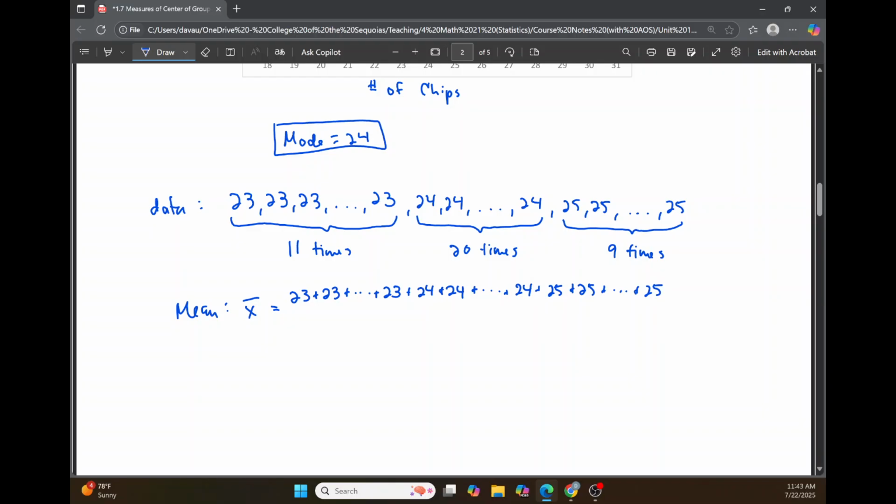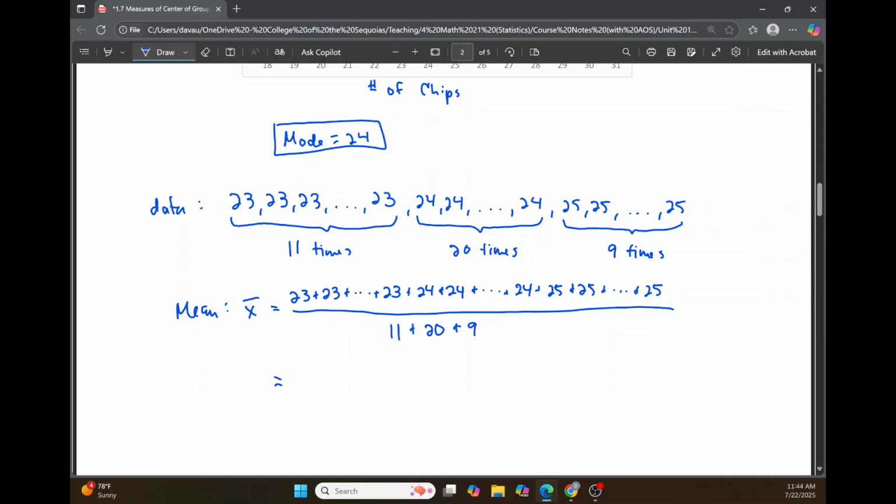Okay, and then I would want to divide by the number of values. Well, as we've stated a few times already, there are 11 23s, 20 24s, and 9 25s. So the total number of values would be 11 plus 20 plus 9. Okay, let me write this in a slightly different way.